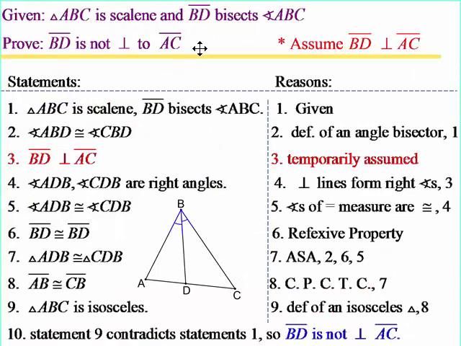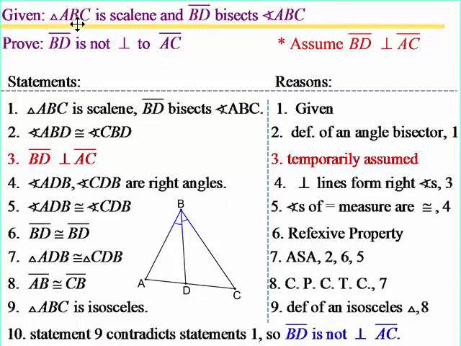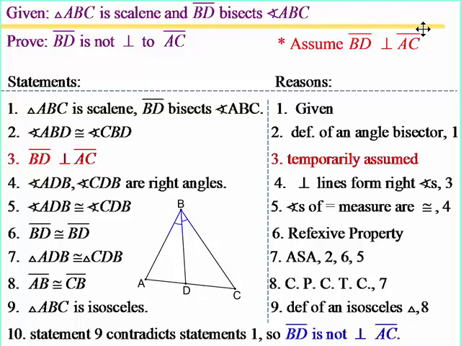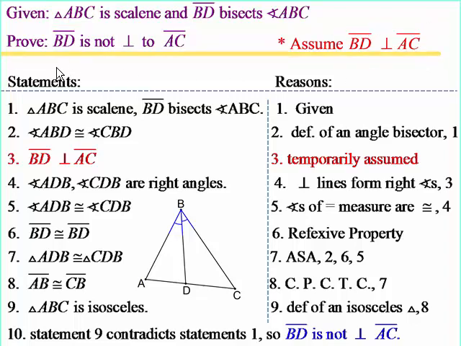So this proof, we're going to take the given that triangle ABC, which I drew down in here, is scalene, meaning that the sides are all of different measures. And then you're given that BD bisects angle ABC. So BD right there is bisecting angle ABC. Oh, and then what we're trying to prove. We're trying to prove that BD is not perpendicular to AC. Well, using proof by contradiction, indirect proof, we're going to assume the opposite of this. So BD is perpendicular to AC as an assumption.